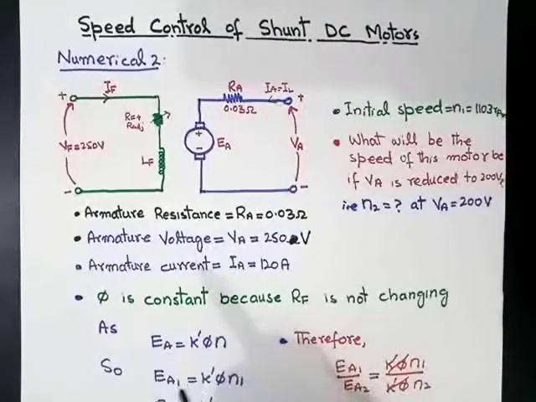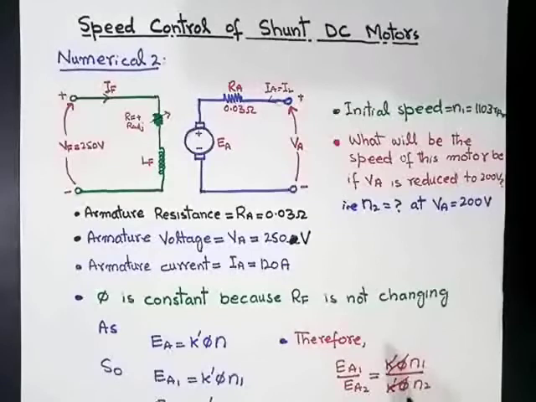Now we will discuss the solution of this problem. As we know, EA is equal to K dash flux into N. So EA1 will be equal to K dash flux into N1, and EA2 will be equal to K dash flux into N2. Here we do not use separate flux 1 and flux 2, because the flux is constant. The flux in both cases will be the same. Therefore, EA1 over EA2 is equal to K dash flux into N1 over K dash flux into N2.